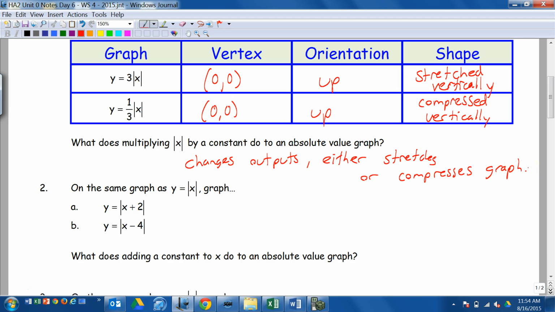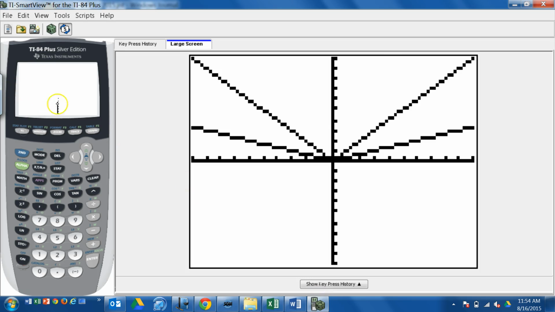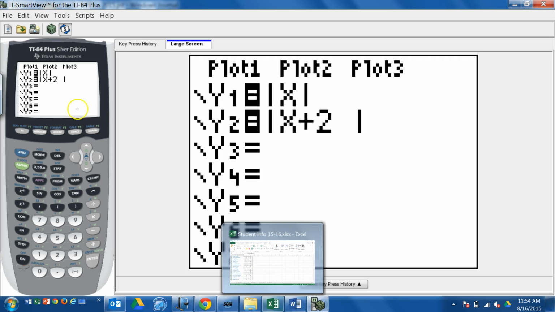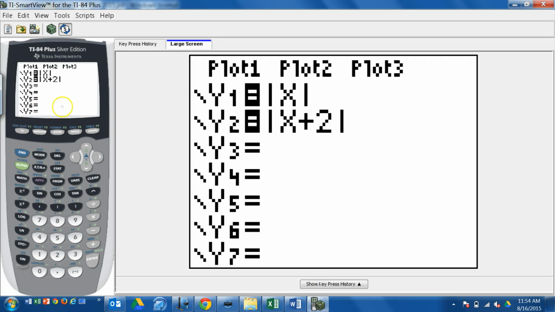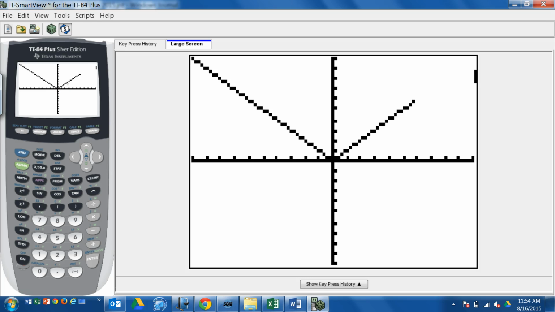Now let's do the same thing with these. So we have x plus 2 and x minus 4. So I'm going to go back in here. I'm going to delete this one. If you want to pause the video while you get yours up and running, I think it was plus 2 and then minus 4 down here. Let's do it one at a time. So here's the graph of the regular.